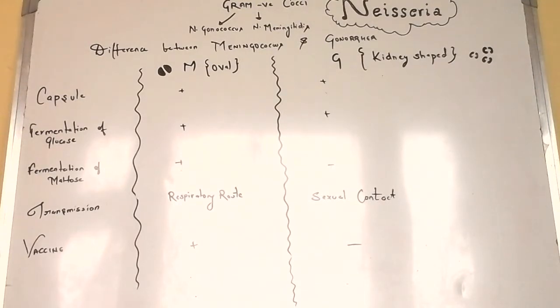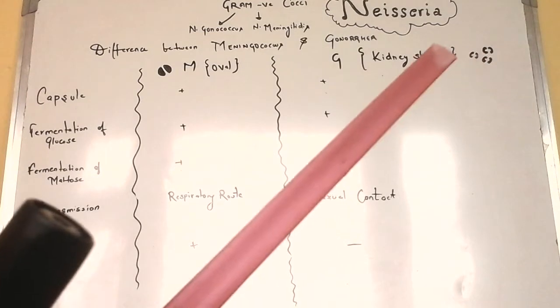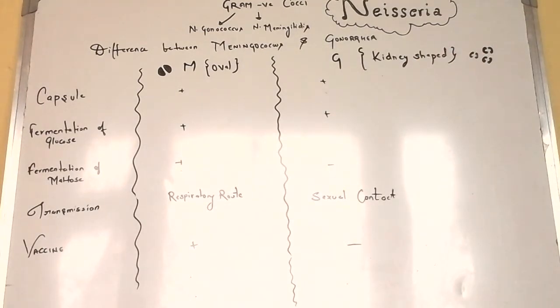If we talk about the morphology of gonococcus, these are kidney-shaped bacteria. Over here we can see they are kidney shaped, and they are capsulated and do not ferment maltose, and the transmission is through sexual contact. Gonococci are more difficult to grow than meningococci. They are aerobic but may grow anaerobically, whereas meningococci cannot grow under anaerobic conditions.